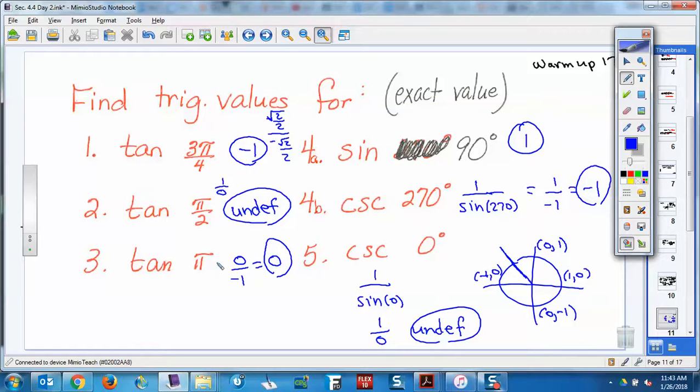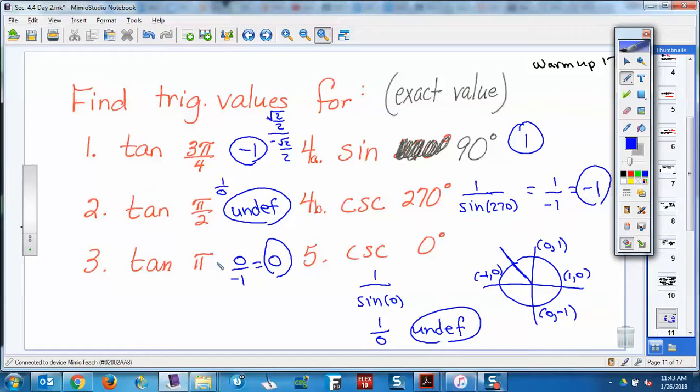Right? Tangent is y over x, so pi halves, 90 degrees, would be 1 divided by 0, which is undefined. Tangent of pi, however, is 0 divided by negative 1, so that's 0. Okay, sine of 90 is just the y, so that's 1. Cosecant's 1 over the sine of 270. The sine of 270 is the y, so that's -1. So it's 1 over -1, which is -1.